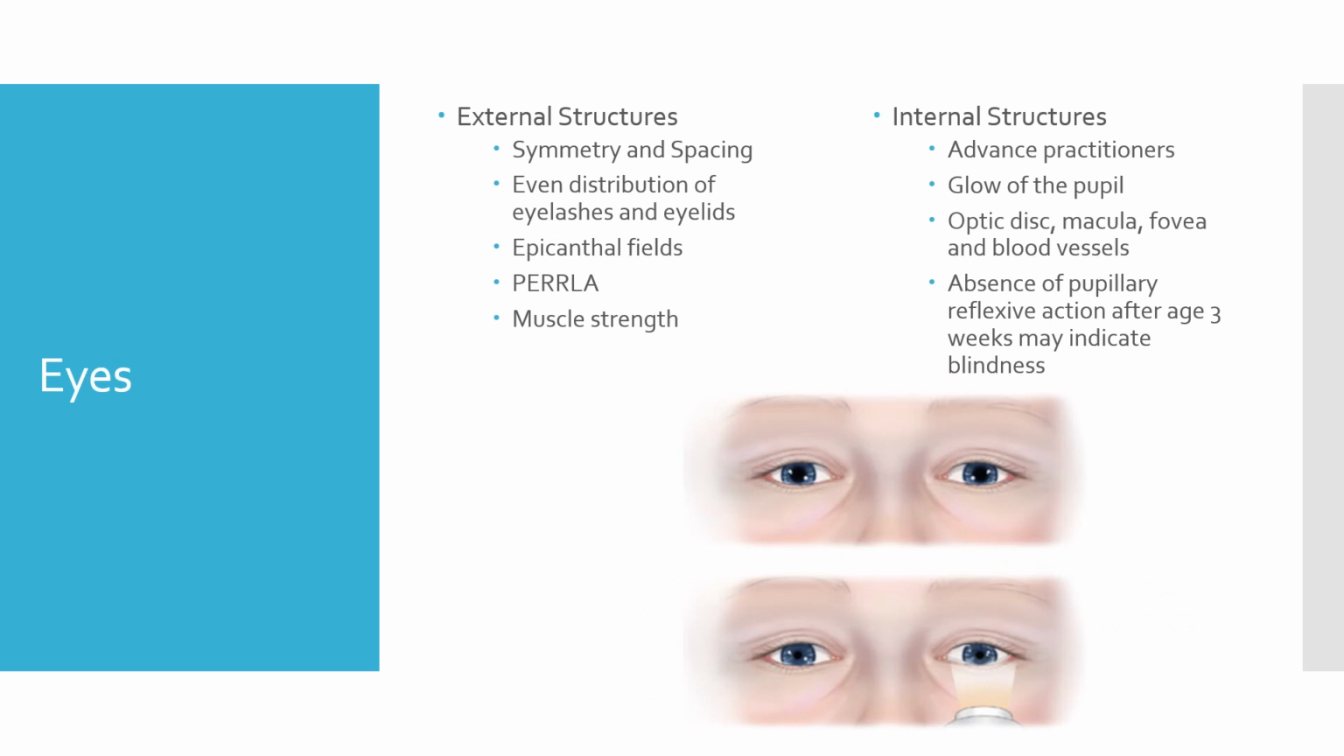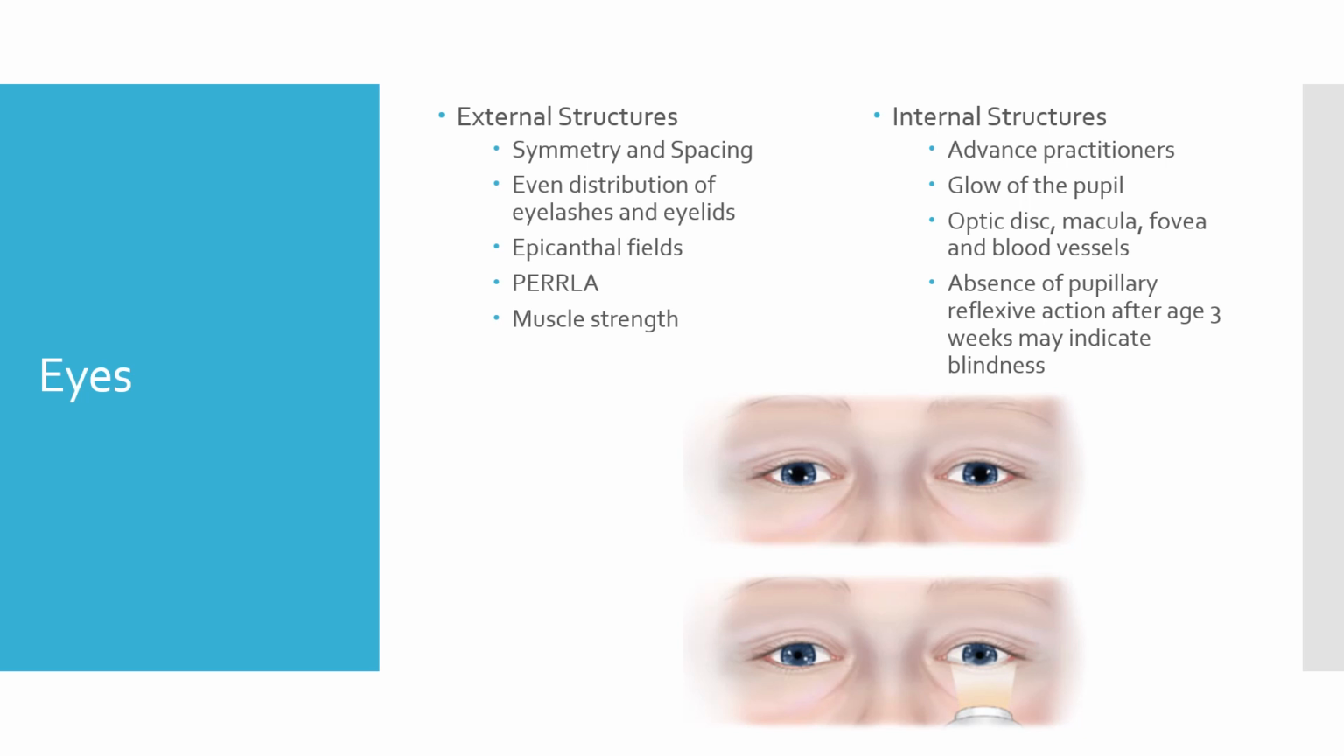So when we look at the eyes, we want to look at external structures and internal structures. Those external structures that we're going to really note are the symmetry and spacing between the eyes. Do they have an even distribution of eyelashes and eyelids? Those epicanthal folds, pupils, so we're going to shine that light. Does it react? Does it constrict? And then the muscle strength. Again, that's that focus. Are they able to follow that type of thing?